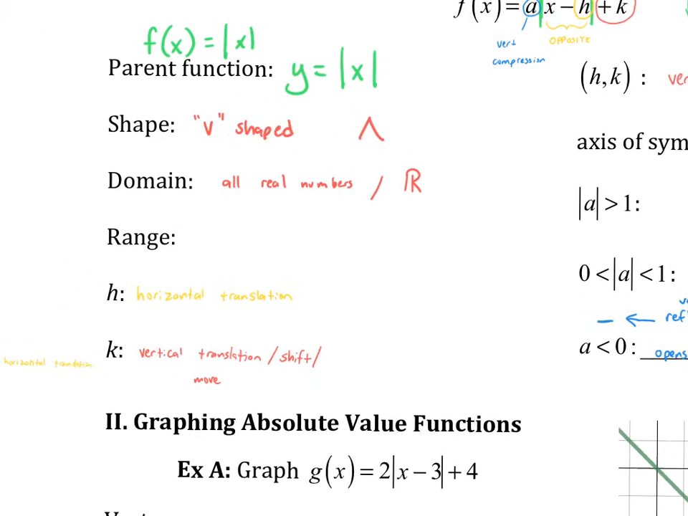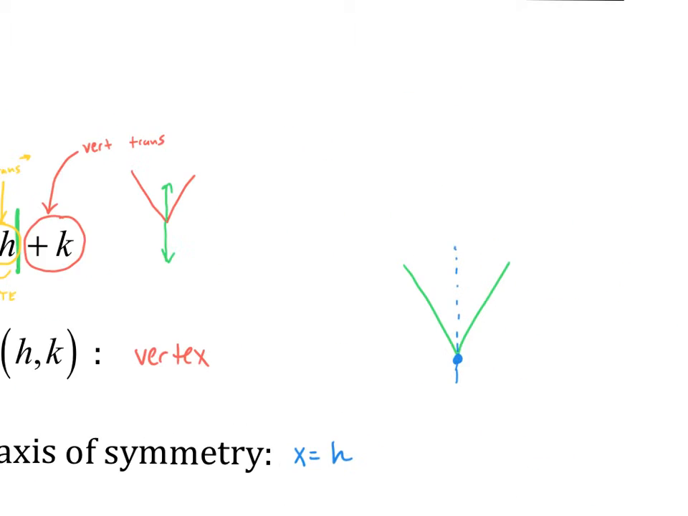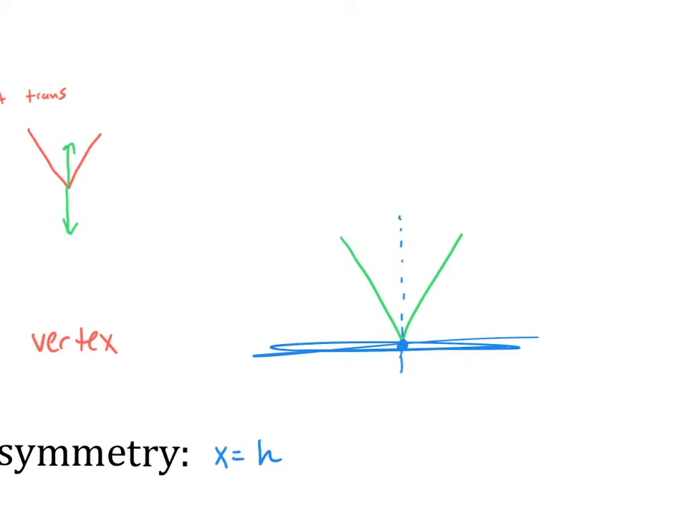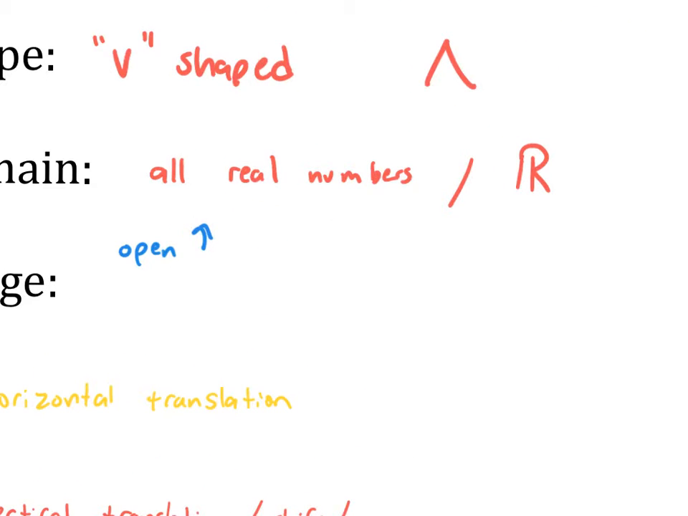All right, so that brings us to the range here. If it does open up, then my K is the lowest that this V shape goes. So if this is K, then my range is everything above that. So that's how it is. If it's opened up, then my range, Y, is greater than or equal to K.